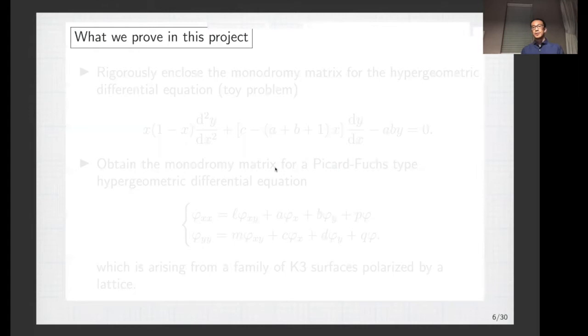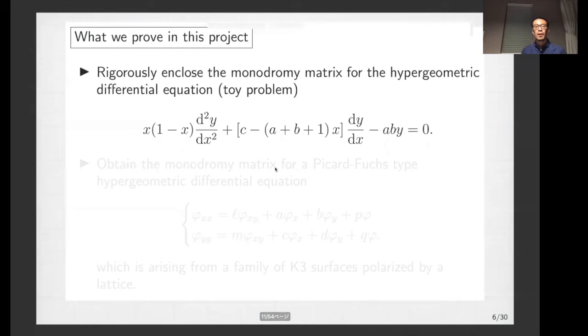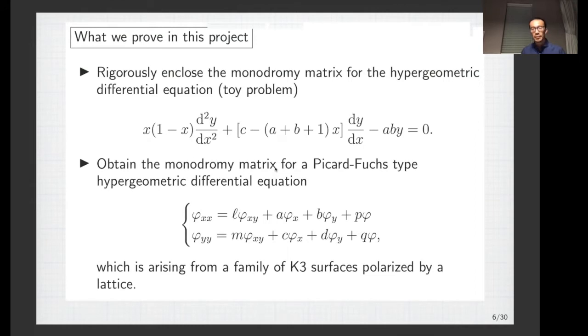What we prove in this project are two results on the monodromy problem. First of all, we rigorously enclose the monodromy matrix for the hypergeometric differential equations. This is a slightly tough problem, but it is easy to understand. After that, we obtain the monodromy matrix for a Picard-Fuchs type hypergeometric differential equation using this formulation, which arises from a family of K3 surfaces. This is a topological surface polarized by a lattice. This is the main aim of this project.